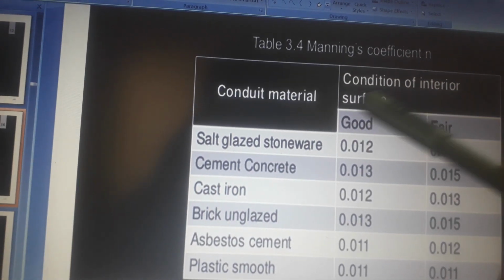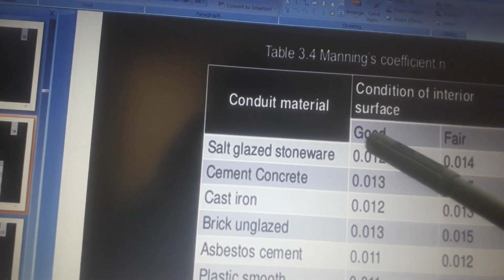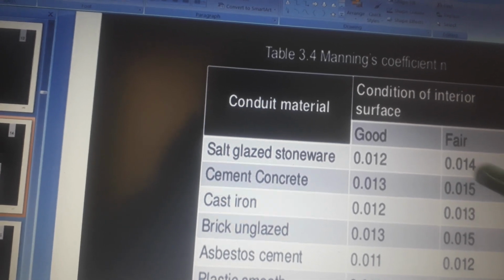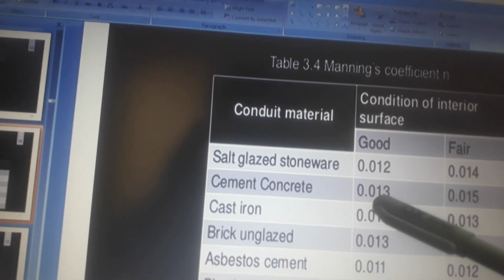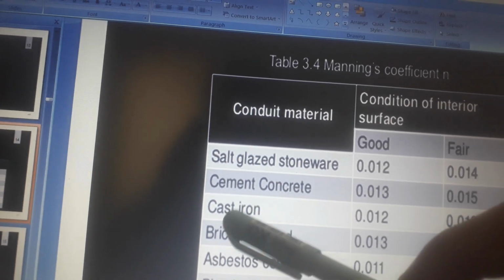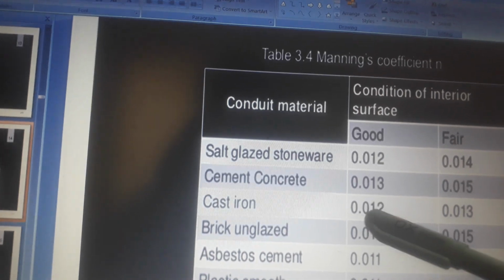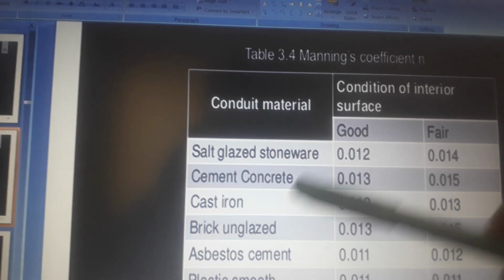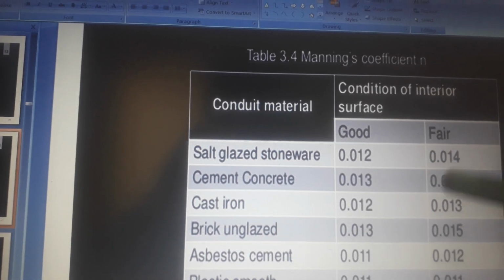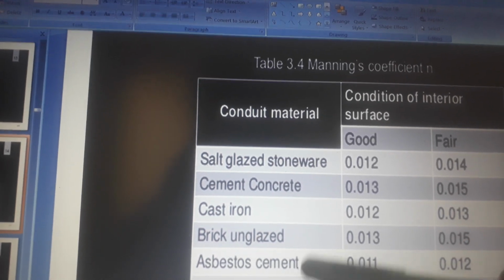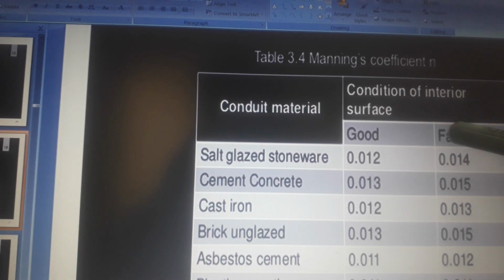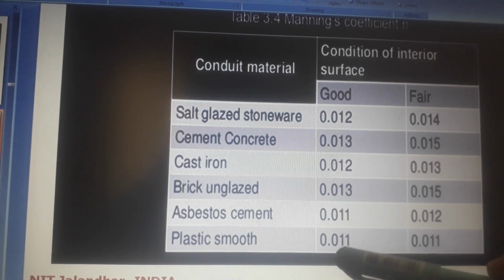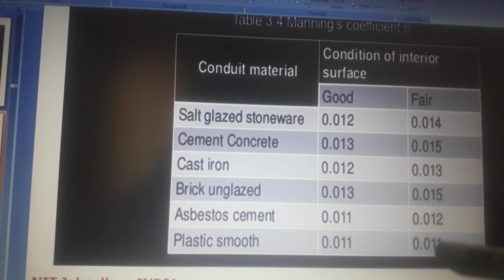Manning's coefficient N. Conduit material, condition of interior surface. Salt glazed clay stoneware: good 0.012, fair 0.014. Cement concrete: good 0.013, fair 0.015. Cast iron: good 0.012, fair 0.013. Brick unglazed: good 0.013, fair 0.015. Asbestos cement: good 0.011, fair 0.012. Plastic smooth: good 0.011, fair 0.011.